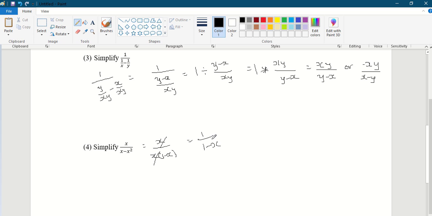Another way to approach this will be, we can divide the numerator and denominator, all of them by x. So in the numerator, x divided by x, and in the denominator, x divided by x minus x squared divided by x. We are allowed to multiply and divide by the same number. So I'm dividing everything by x. So the numerator will become 1, this will become 1, x squared over x will be x. Either way, we end up with the same result.